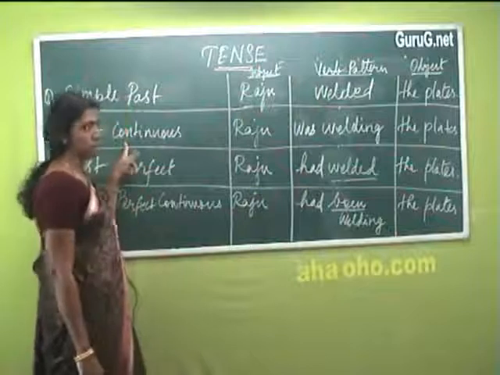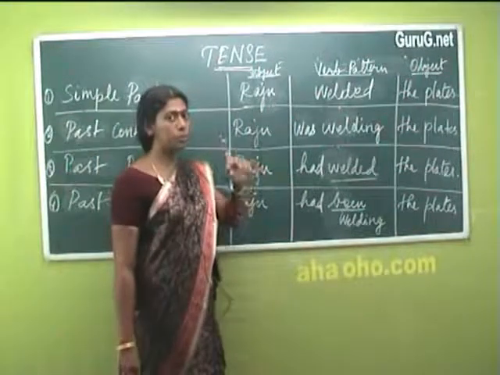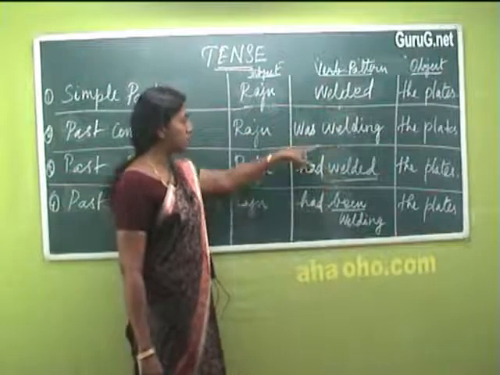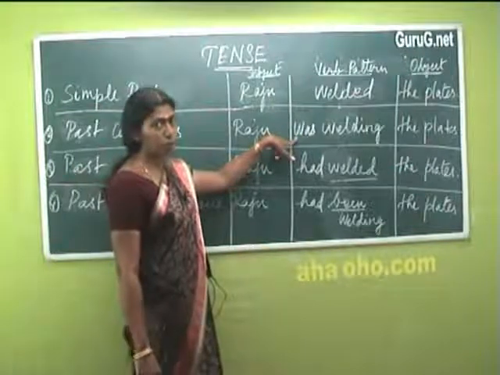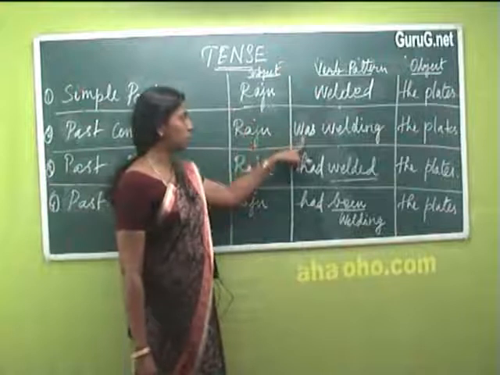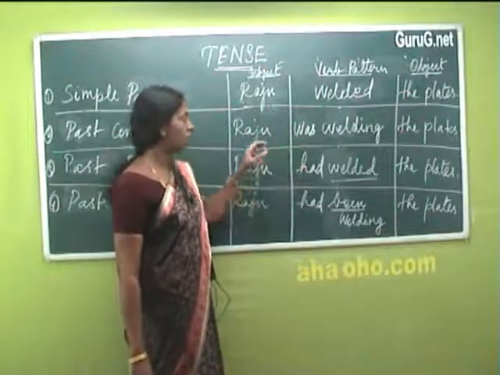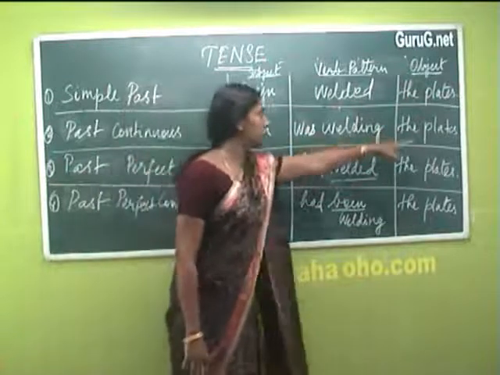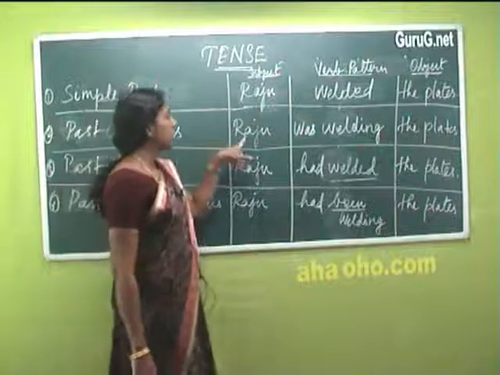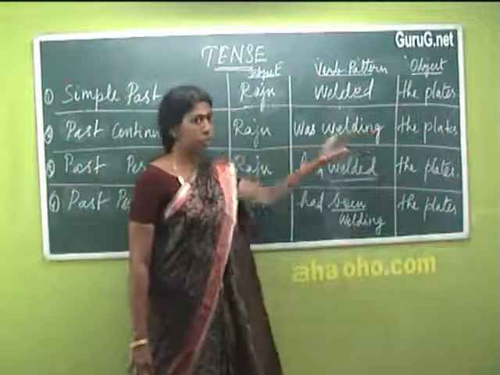Then past continuous. So all continuous tenses should have an ing form of the verb, as we have studied. So welded should be welding only. Then what should change? The auxiliary verb that comes before the main verb changes. Raju is singular, so it is was. Suppose the subject is plural, it will be were, that's all. Raju was welding the plates. That's in past continuous. Suppose the subject is they here. They were welding the plates.